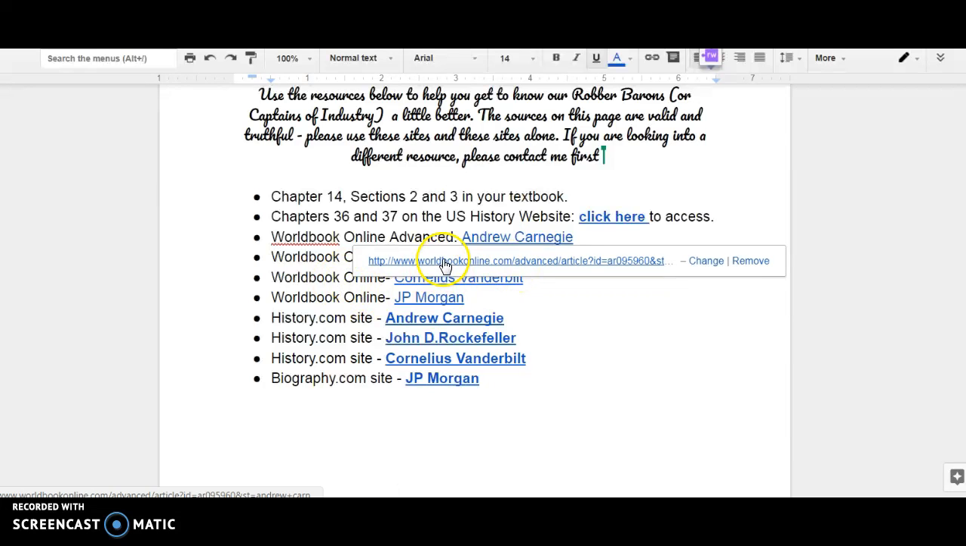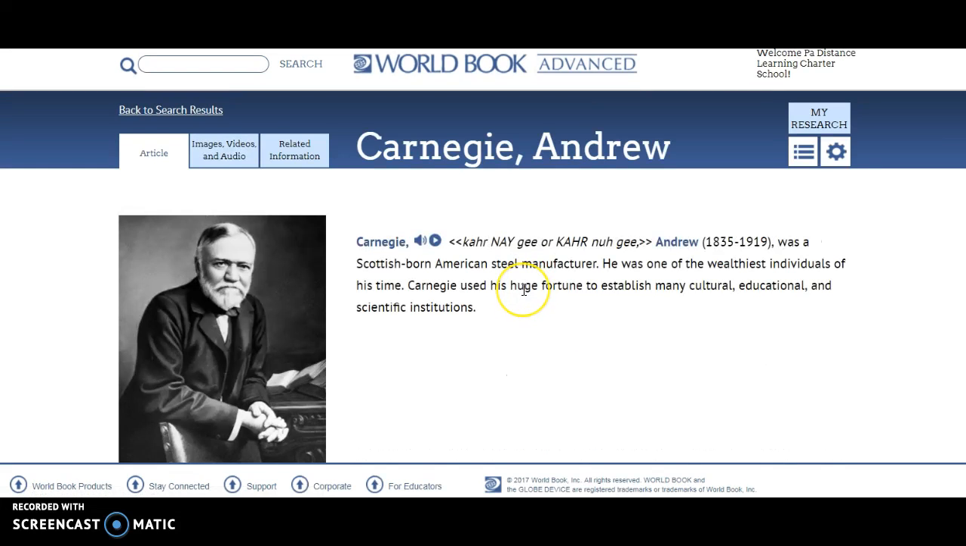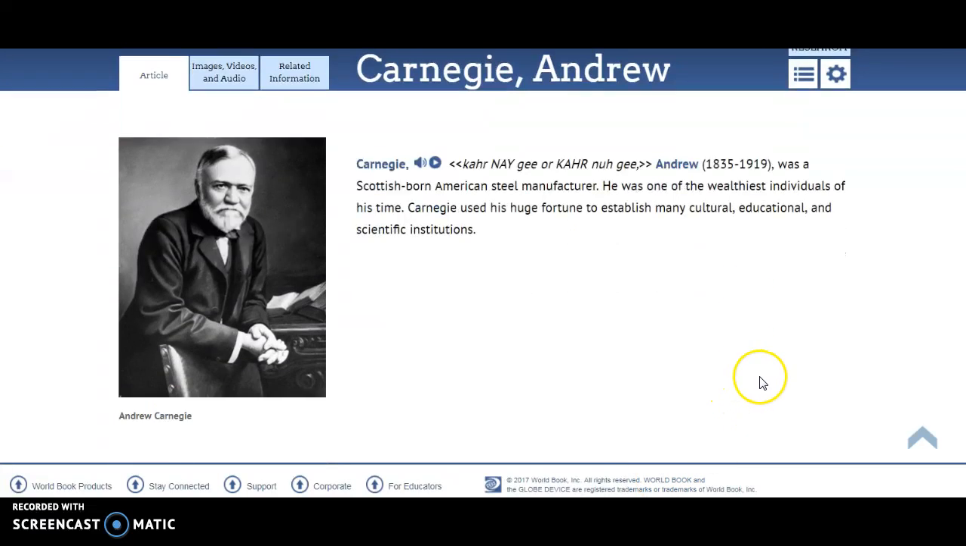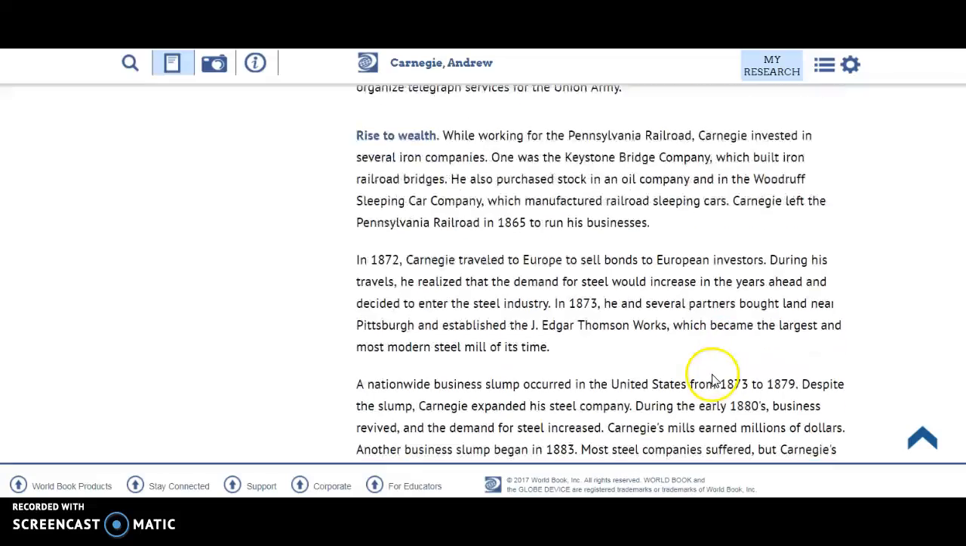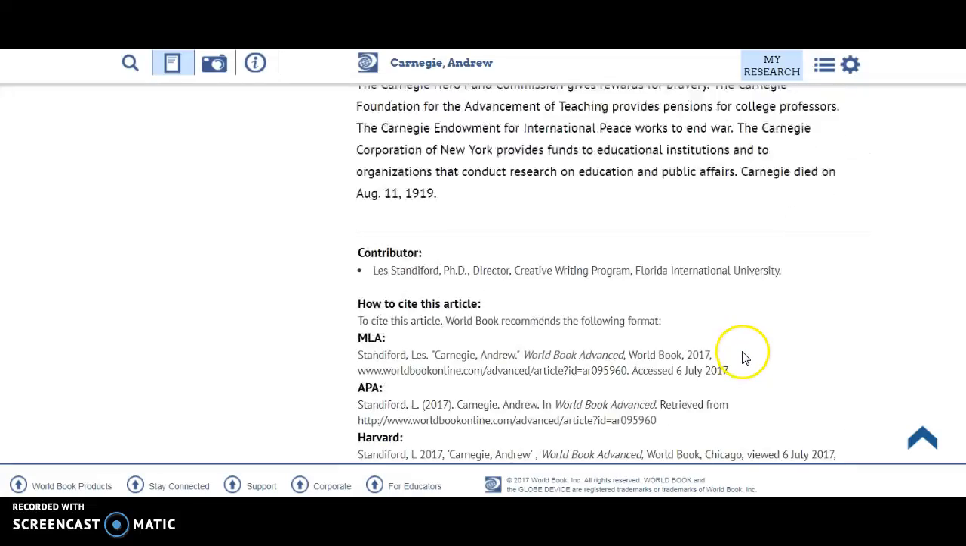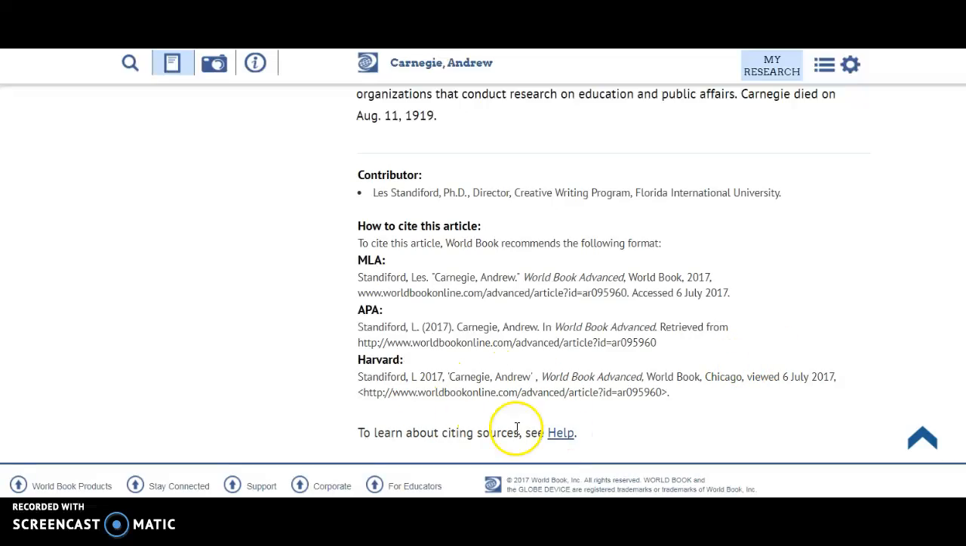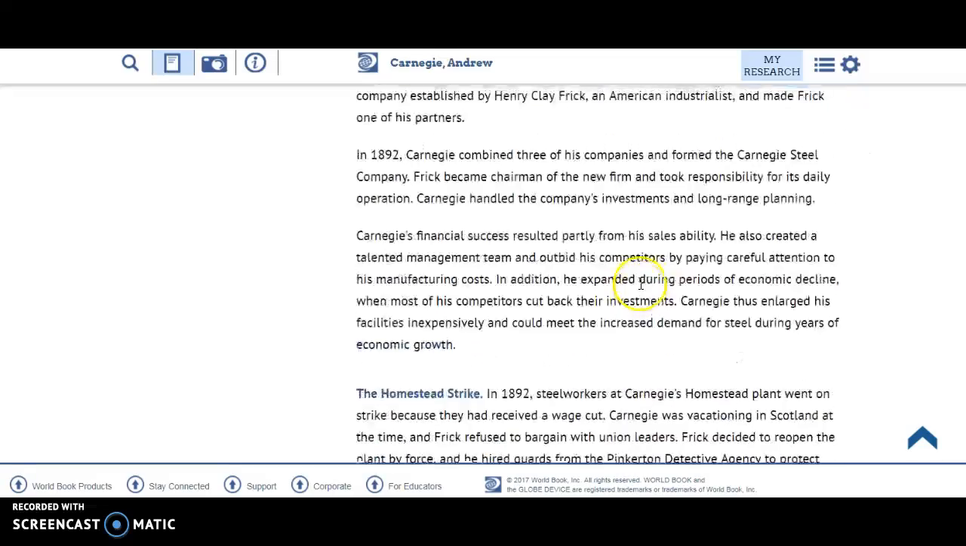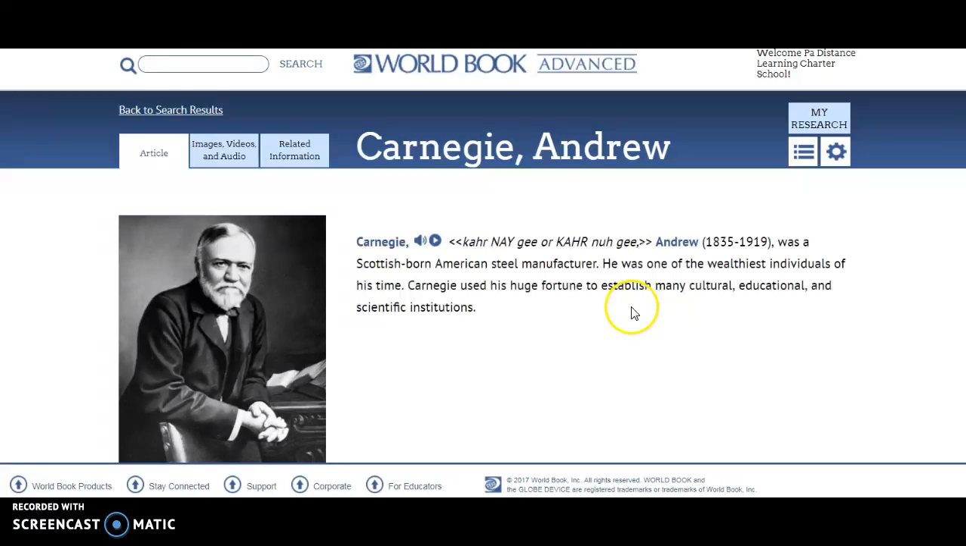I'll show you an example of Andrew Carnegie's. You do have to sign into WorldBook, and the password and username are the same. It's PA Distance 1213, and I'll put that in the resources page here. But as you can see, it has early life, rise to wealth. It has all kinds of information about these men. Shows you how to cite the sources. So WorldBook Online is a really, really awesome source.